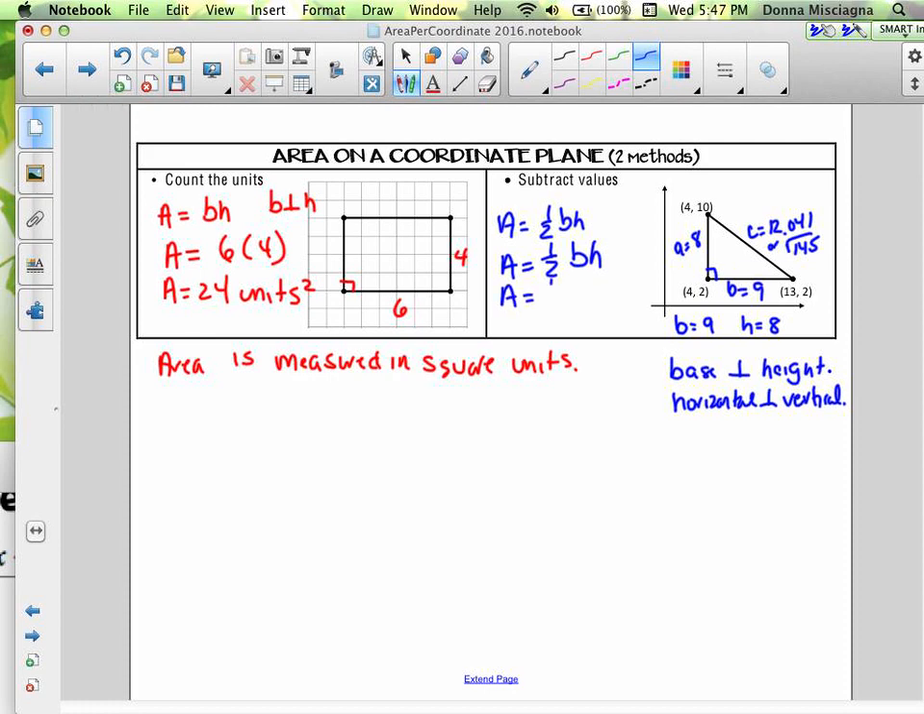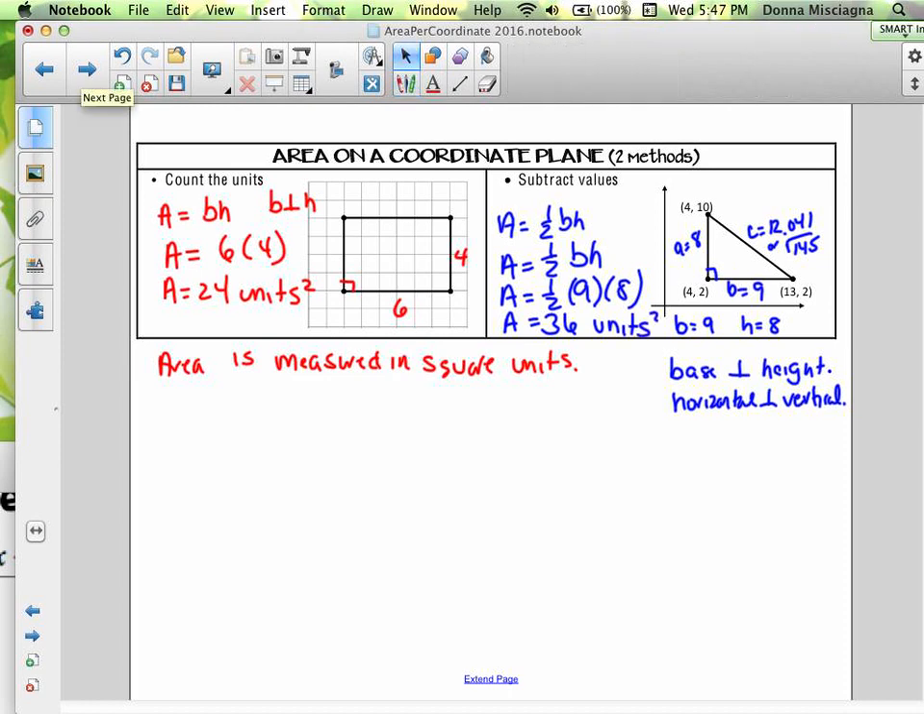And so that will be 1/2 times 9 times 8. The order you multiply in doesn't matter. I can do half of 8, which is 4, and 4 times 9 is 36. Or you can multiply 9 times 8, which is 72, and half of 72 is 36. Either way, this area is 36 units squared. That one wasn't too difficult. Let's do a couple more.